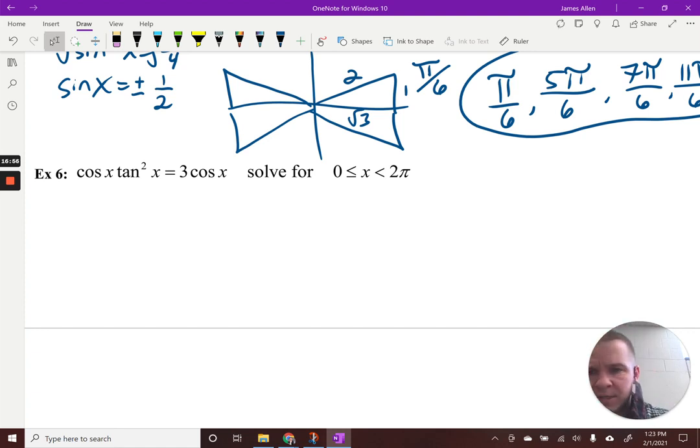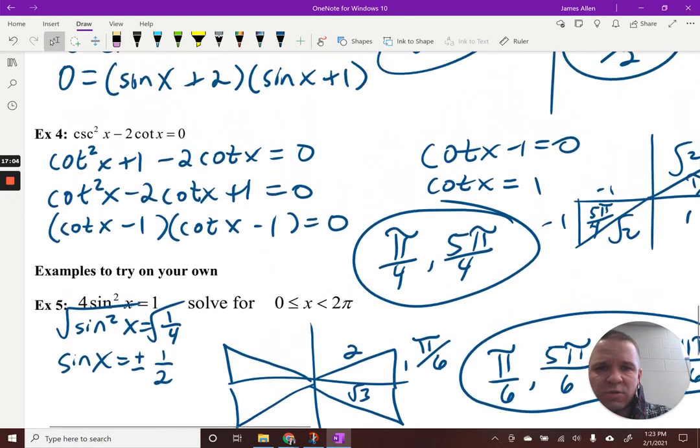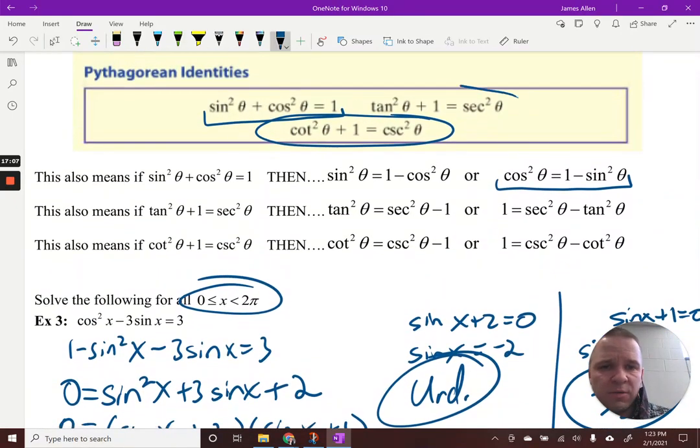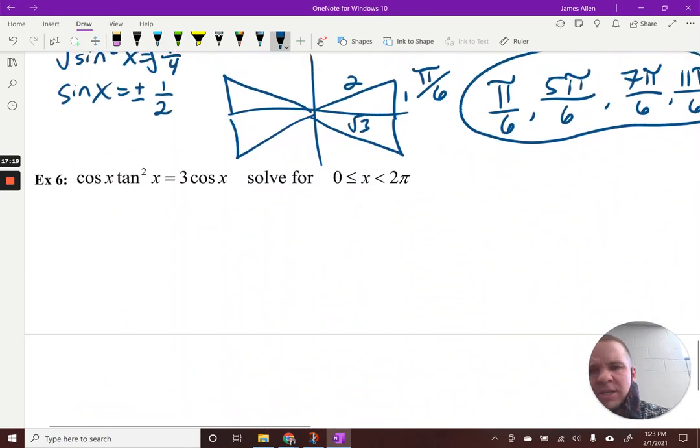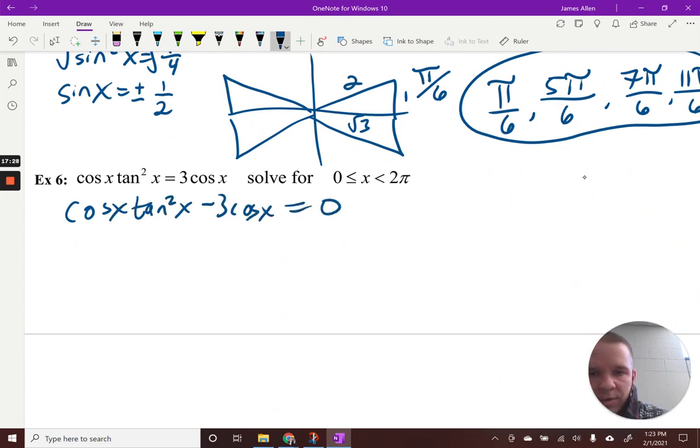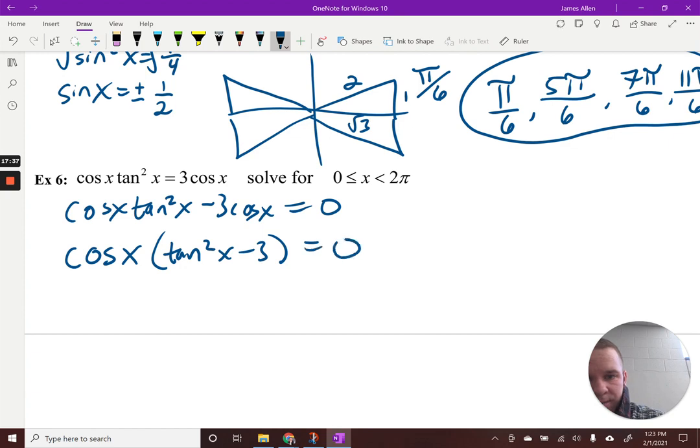So I've got cosine, I've got tangent squared, I've got all sorts of weird stuff going on here. Let's think here. I've got tangent squared. If we think back to our identities, would this help me out at all? It gets a secant, which I can then have 1 over cosine. I don't know. Maybe it won't be our Pythagorean identities. Maybe it'll be something else. How about this? Let's see where I get if I do cosine of x, tangent squared x, minus 3 cosine of x equals 0. And then what if I go the GCF route? Let's just see where this gets us. I'm going to have tangent squared x minus 3.